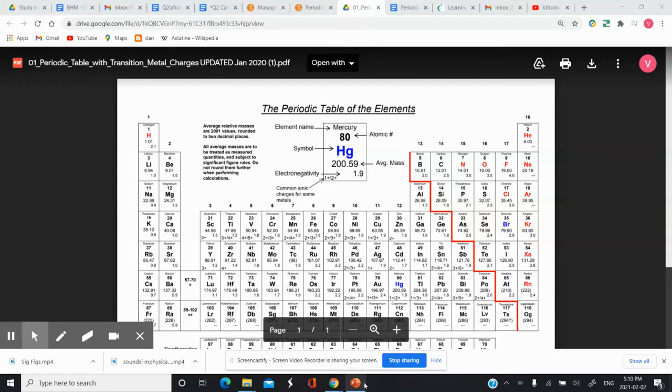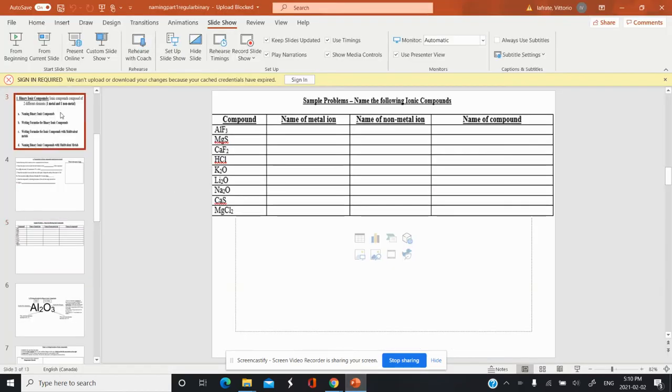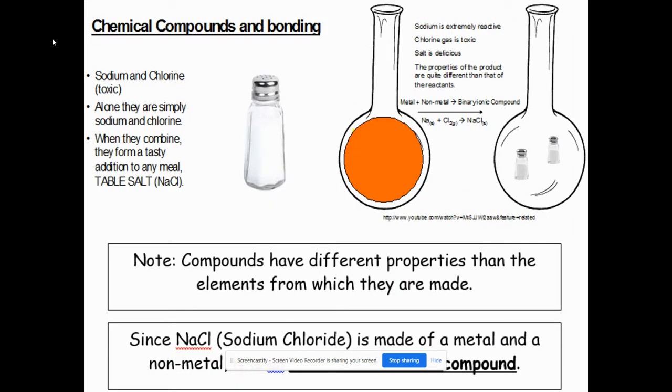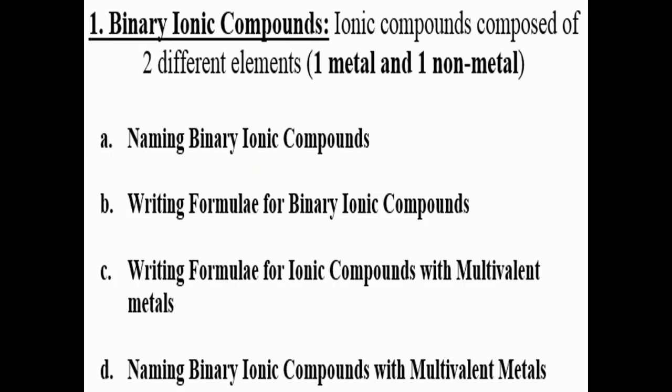In this video, we're going to review how to name simple ionic compounds called binary ionic compounds. When you have a metal and a nonmetal that form a compound, we call that an ionic compound. What we're focusing on right now are binary ionic compounds, which are simply two different elements, one metal, one nonmetal, making a compound. Binary meaning two. For example, NaCl, you have one metal, one nonmetal.